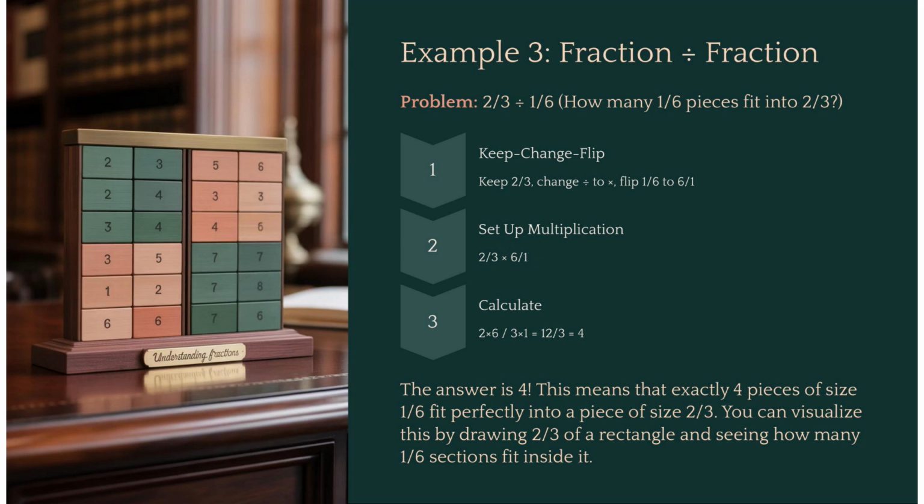Now for a true fraction divided by a fraction in example 3. 2/3 divided by 1/6. We want to know how many 1/6 slices fit into a 2/3 chunk. We use KCF. 2/3 stays. The division changes to multiplication, and 1/6 becomes 6/1. Our new problem is 2/3 times 6/1. Multiplying gives us 12/3, which simplifies to 4. 4 1/6 pieces fit into 2/3.